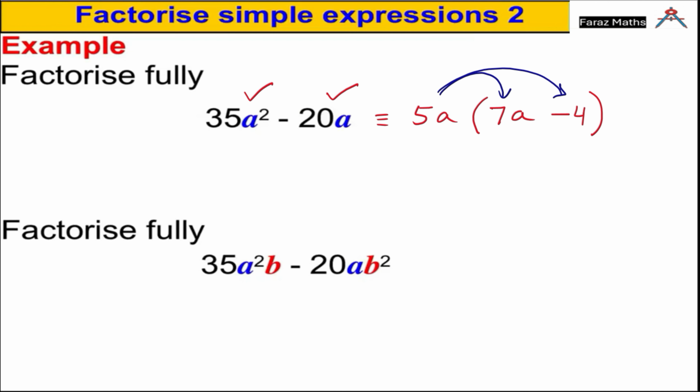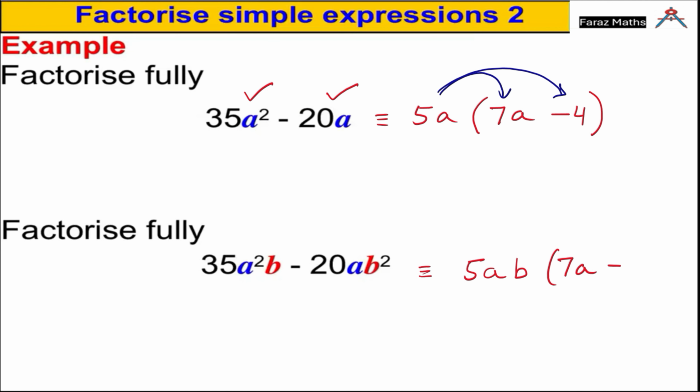The next one, 35 and 20. Again, 5 is the HCF in between the numbers. Now you have to take the HCF in between variables. Identify the lowest power. In between a square and a, a has the lowest power. And then b and b square, b is the lowest power. So 5ab times 7a is 35a square b.